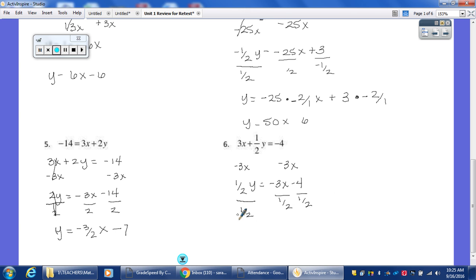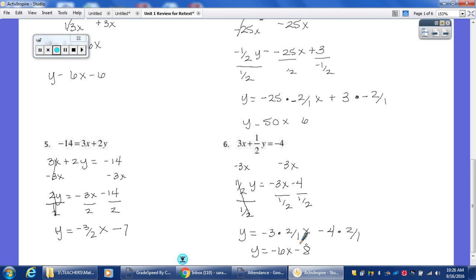Now again, I will show the work. Dividing by fractions, guys, is easy as pie. We just flip the bottom and multiply. So those 1/2s cancel out. I get y equals, this is negative 3 times 2/1 x, and then minus 4 times 2/1. I just flip the bottom and multiply. And when we do that, guys, what we get is y equals negative 6x minus 8.